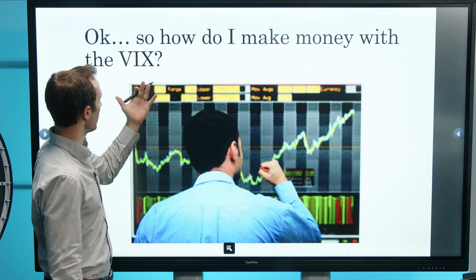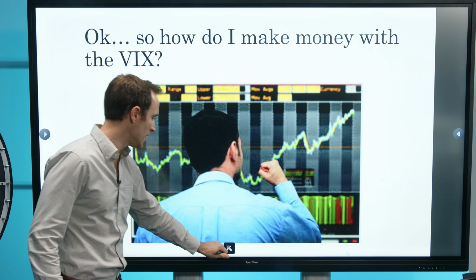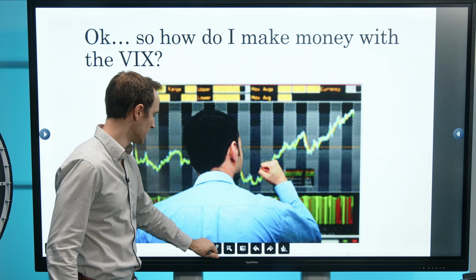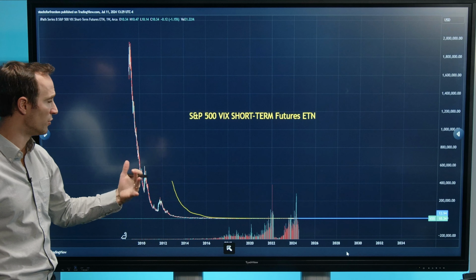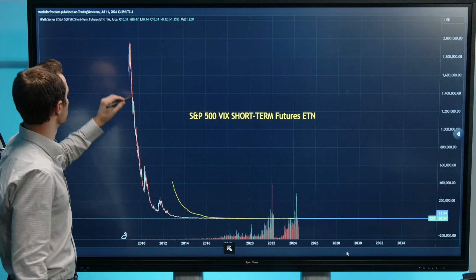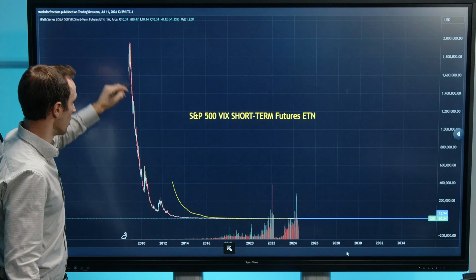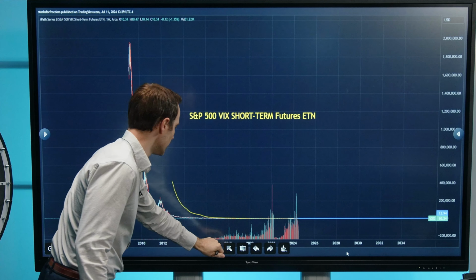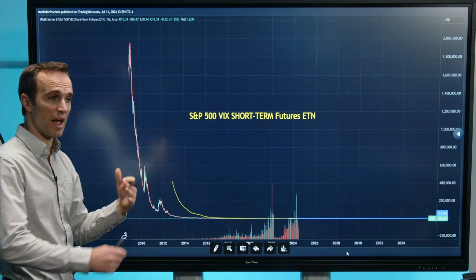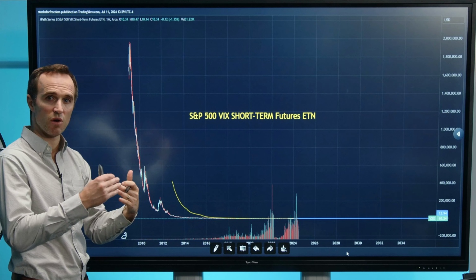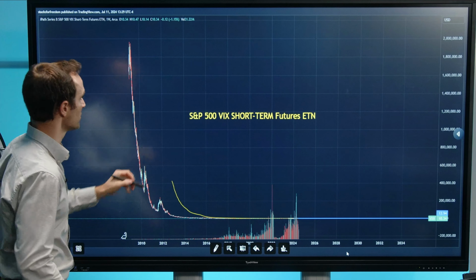So again, how do I make money with the VIX? You can buy what's called the VXX, which is a short-term futures ETN. Now this is the chart on the weekly. You can see here that the price just keeps going down and down and down, all right? This is called slippage. So every month as the contracts roll over, you tend to lose value in the VXX, all right?